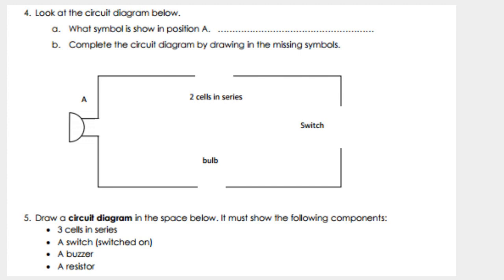4. Look at the circuit diagram below. A. What symbol is shown in position A? B. Complete the circuit diagram by drawing in the missing symbols. 5. Draw a circuit diagram in the space below. It must show the following components. 3 cells in series. A switch switched on. A buzzer. A resistor.